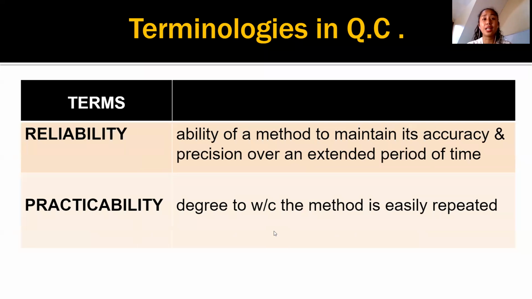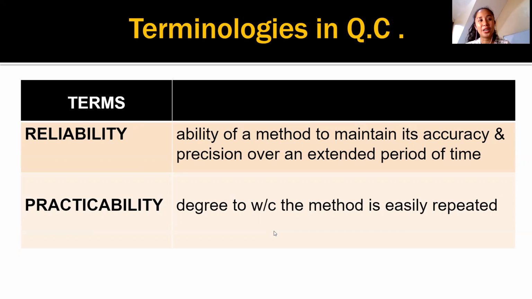Okay, we also have reliability, the ability of a method to maintain its accuracy and precision over an extended period of time. Accurate means the results are close to the true value, and precise means the test is very reproducible over a period of time. The test is very reliable, dependable. Class, are you like that? Are you reliable?